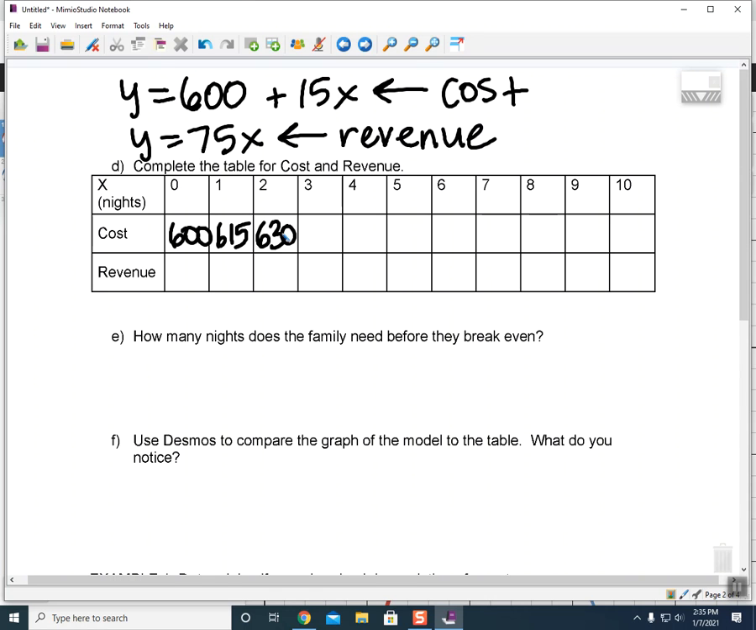So go ahead and fill in those values. Pause this now, fill in those values, and then you can come back and make sure that you have the right numbers with me when you're done.